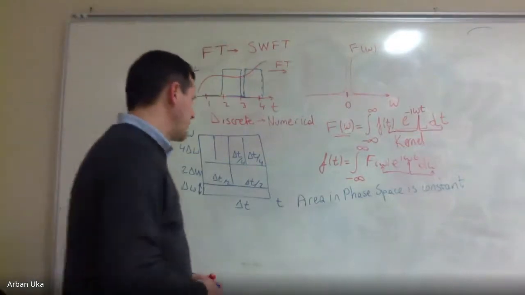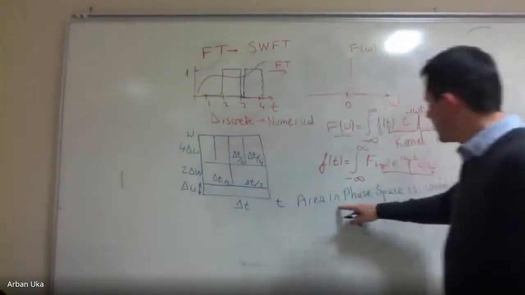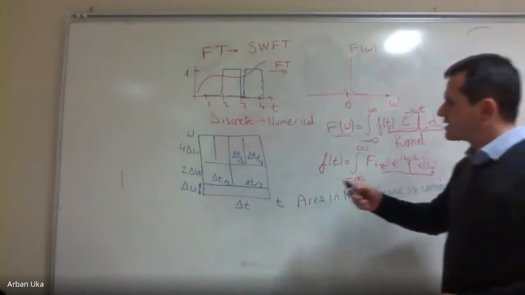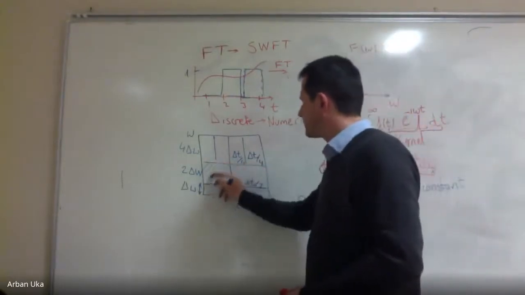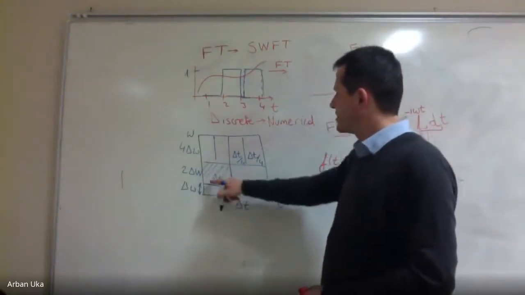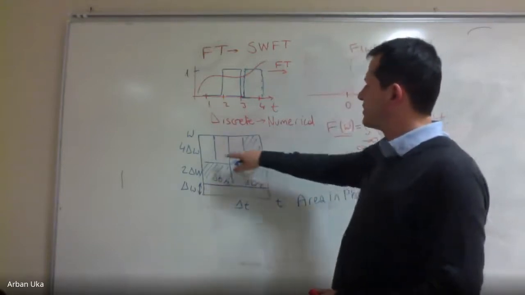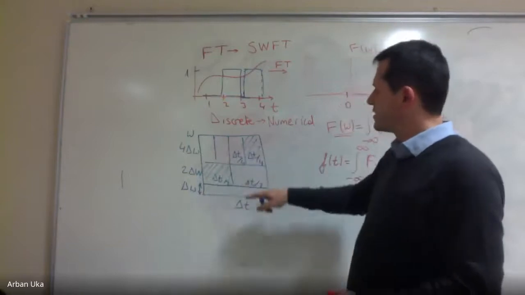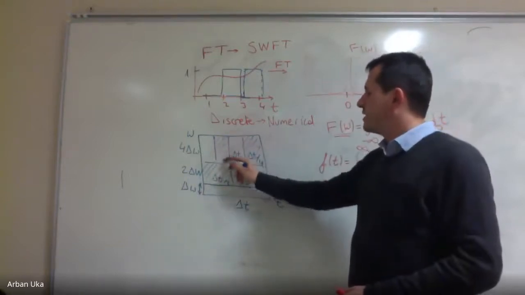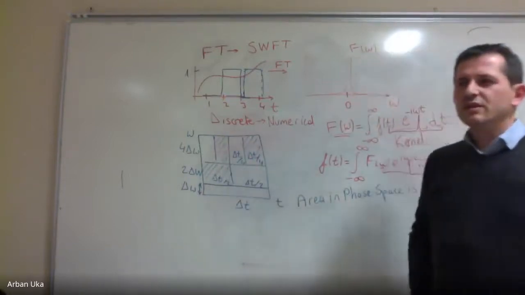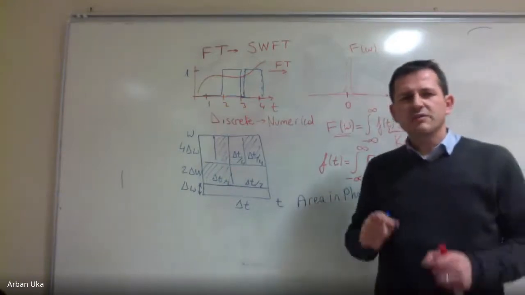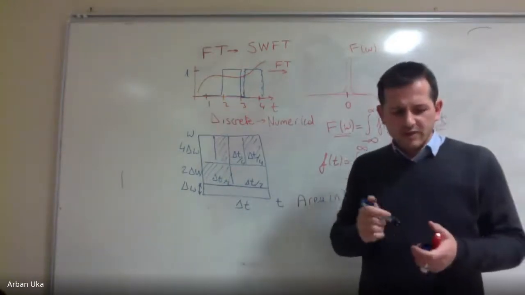And with the phase space, we call what is the area in phase space. The area in phase space is this area here. Okay? And this area is never changing. So you can say here delta t over 4 times delta omega, it's always the same. So there is something fundamental about phase space.